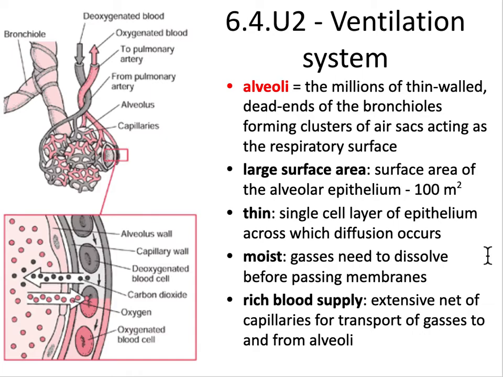It's thin, like I said, and moist. This allows for the gases needed to dissolve before passing the membranes. It's super important that it's moist, or the alveoli will stick together. Think of it like a balloon that's not filled with air, how the walls stick together. So it's really important that the alveoli sacs are moist. And then rich blood supply: it has an extensive net of capillaries for transport of gases to and from the alveoli.